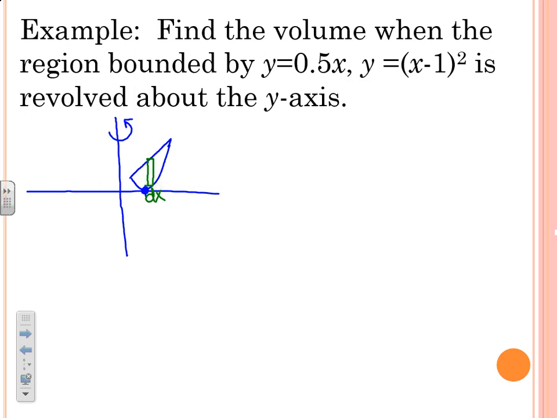Let's worry about our limits of integration in a moment. We know that to set up our volume, we need 2 pi r h times the width. So our radius: how far are each of these rectangles from our axis of rotation? x. They're x away. Times the height of our rectangles. Well, we just have to do top minus bottom. Our line is our top function, minus our parabola, which is our bottom function.